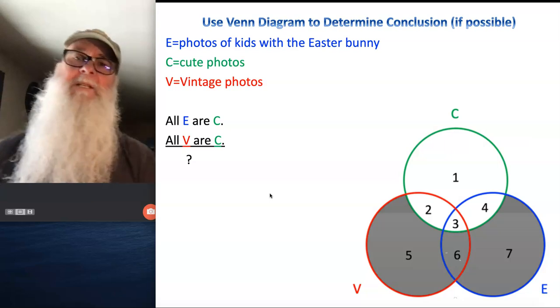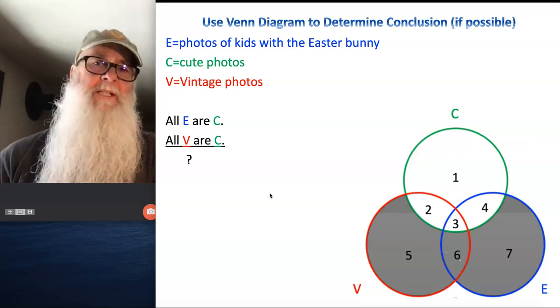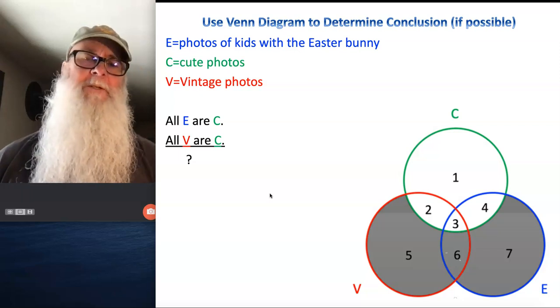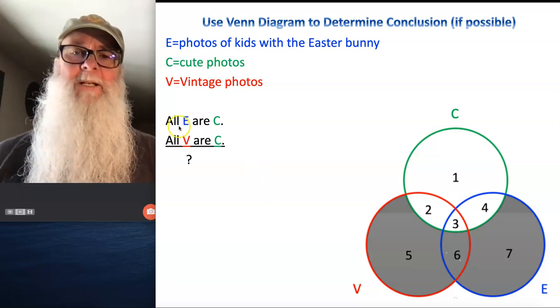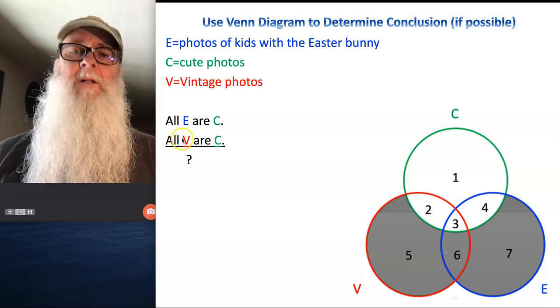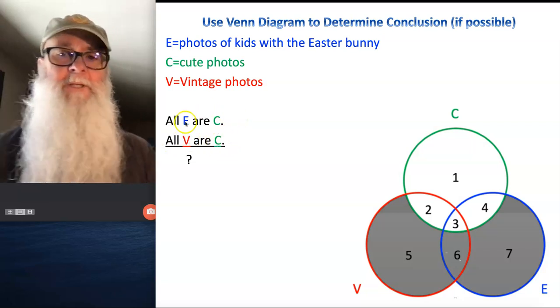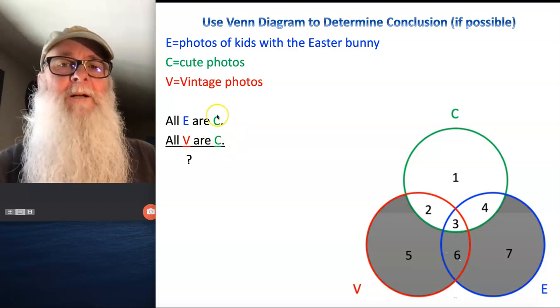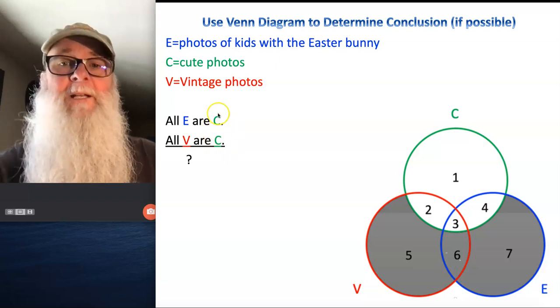Okay, we represent this argument symbolically, and if we use E for photos of kids with the Easter Bunny, C for cute photos, and V for vintage photos, we're going to get the premises looking like this: all E are C, all V are C. So you might have chosen different letters. That's okay. You just want to make sure that your middle term is over here in figure 2, in the predicate of both of these.